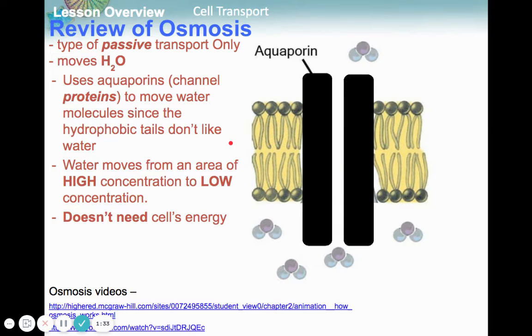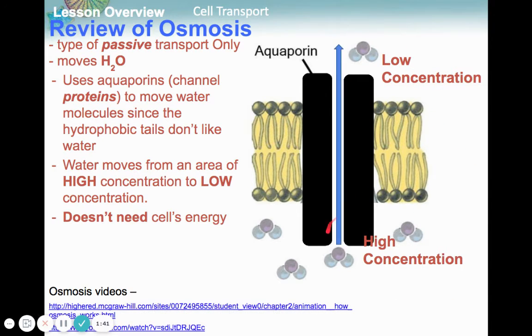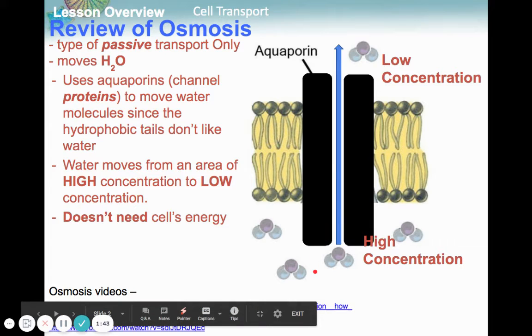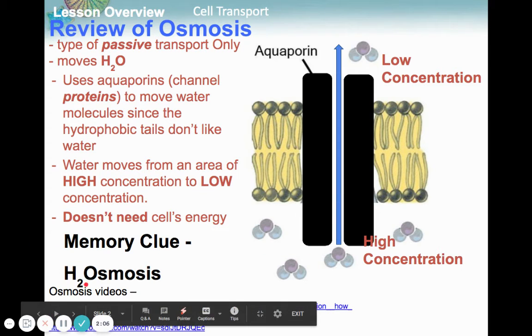This is a type of passive transport, so it doesn't need the cell's energy. High concentration is here. Low concentration is here. The water molecules like to move from an area of high concentration to an area of low. So these water molecules are going to travel through that protein channel until equilibrium is reached, where you have an equal amount of water on the inside and the outside of the cell. Memory clue for osmosis: you could think osmosis starts with an O. H2O moves water.